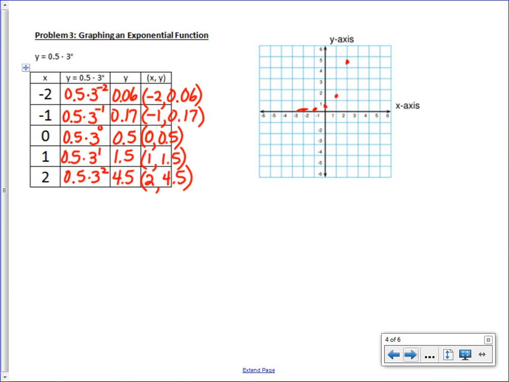And so this is what is called an exponential function. When it curves like this, going rapidly up, this would be a growth model, which we'll talk more about in the next lesson. If it was going down, it would be an exponential decay type of function.